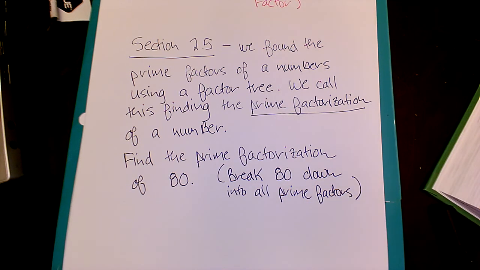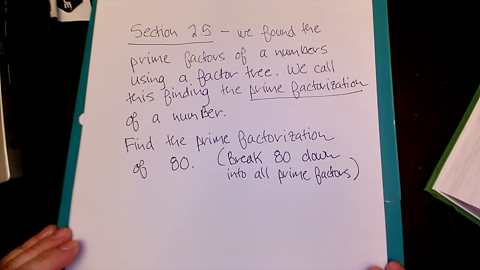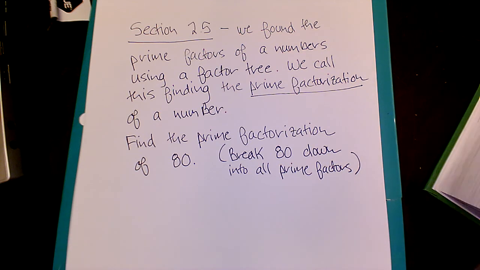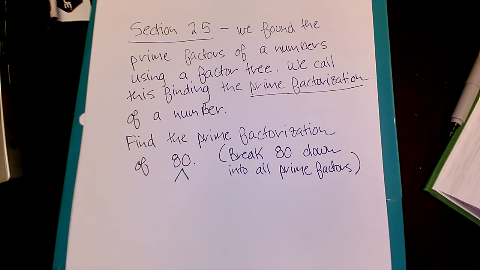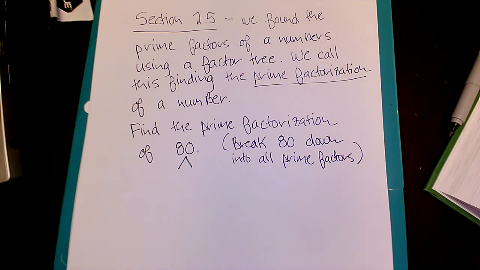And remember what a prime number is. Prime numbers only have two factors, one and itself, like 2, 3, 5, 7, 17, the list goes on and on. So I want to break this 80 down into just all its prime factors. So I'm going to put 80 at the top of my tree, and I'm going to make branches, so I'm going to branch off, and I need two numbers that when you multiply them will get you to 80.